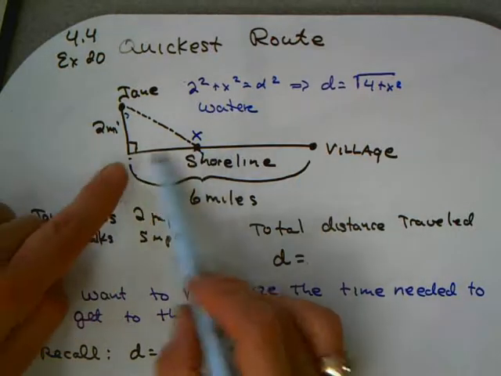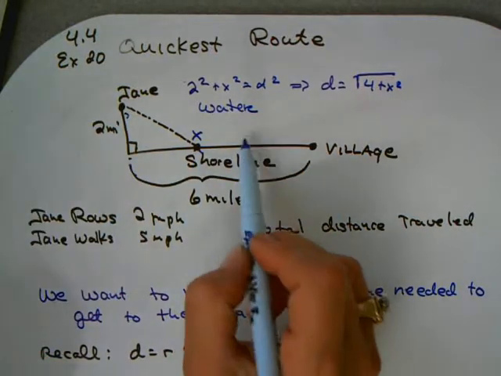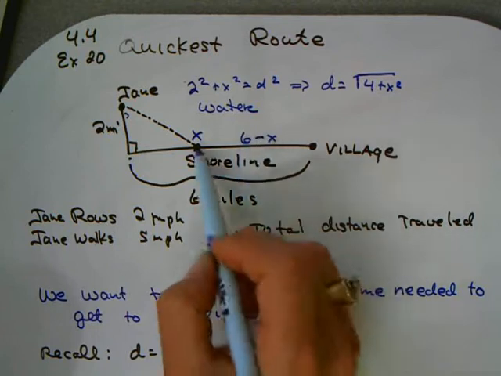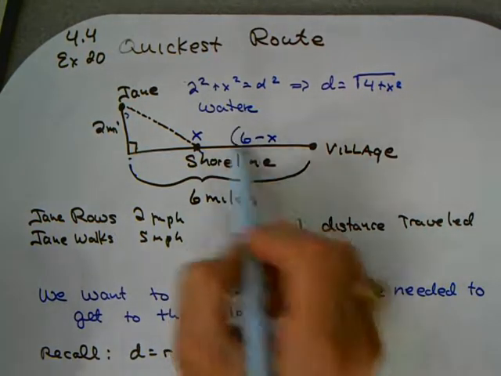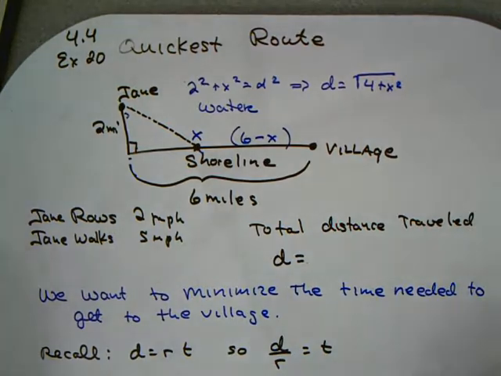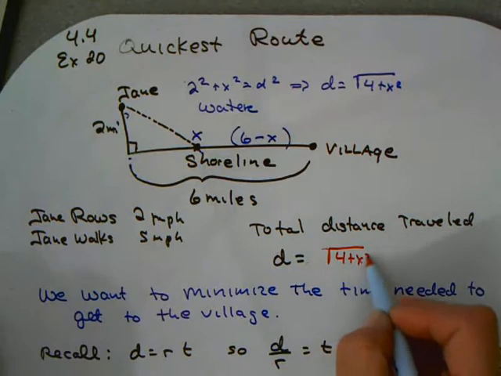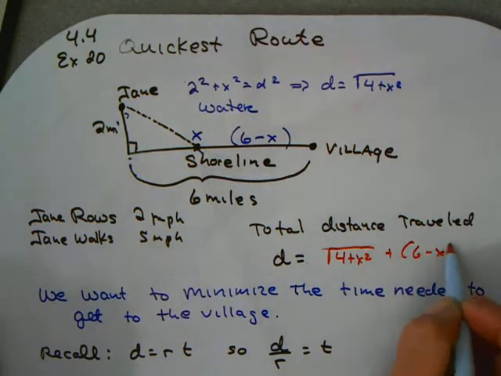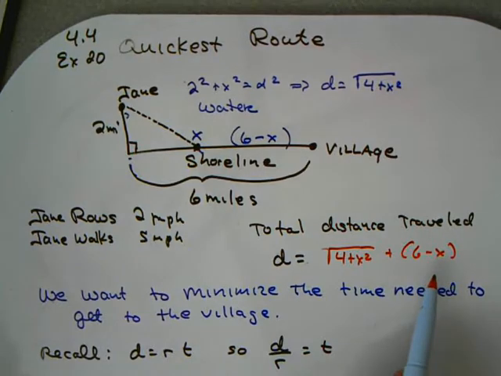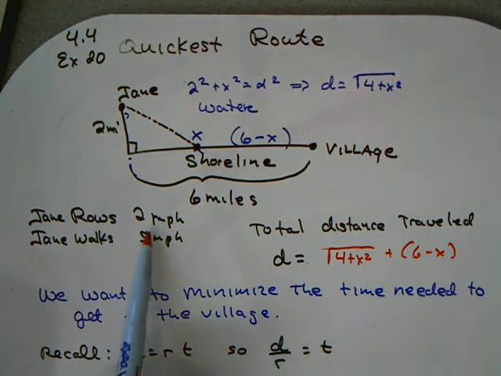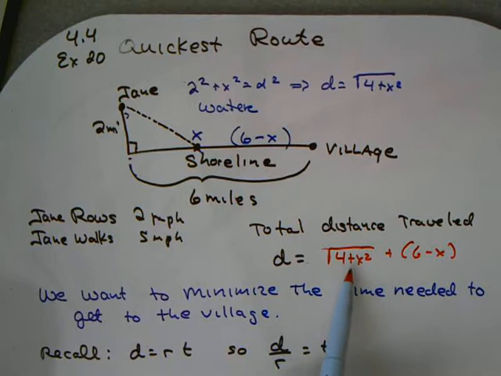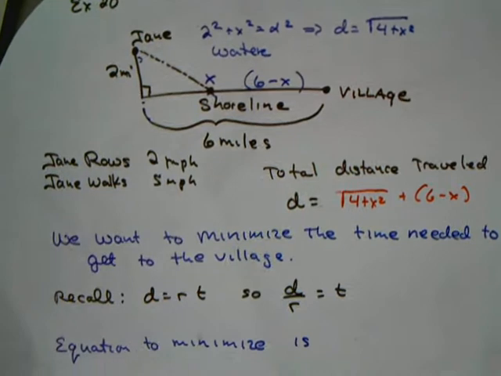Now my shoreline is 6 miles from where she is, so after she lands at some distance x, the distance that she's going to have to walk is simply 6 miles minus whatever she rowed to. So Jane's total distance that she's going to travel is the square root of 4 plus x squared plus 6 minus x. So that's the distance Jane's going to have to go. But we know that she goes 2 miles per hour when she's rowing, so that would be this length, and 5 miles per hour when she's walking.